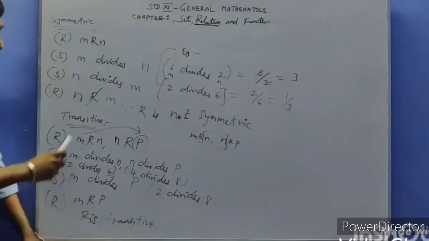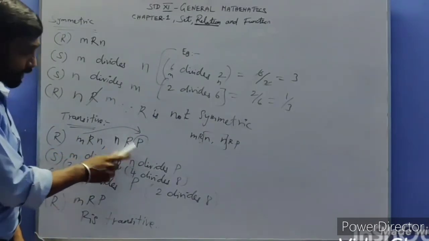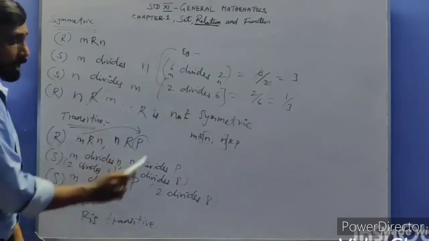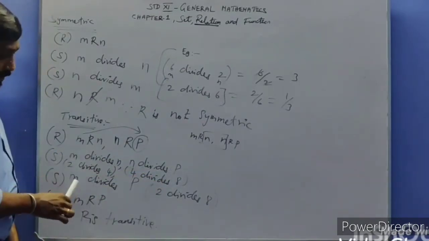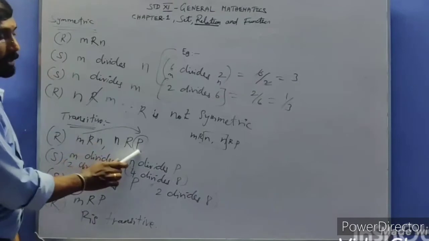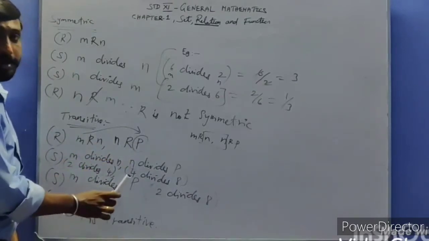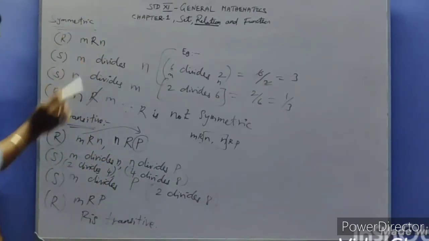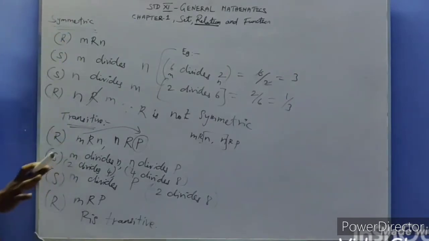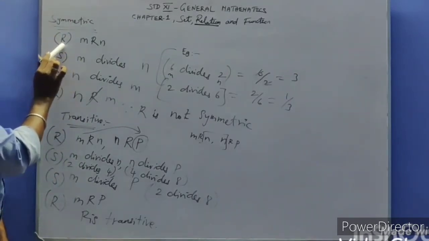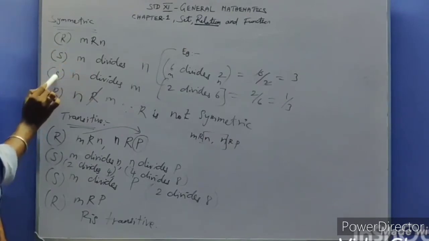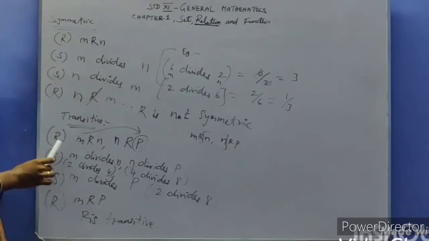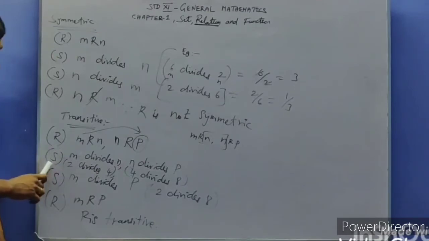But here transitive: m related to n, n related to p, m divides n, n divides p. So the next statement, you have to write m divides p, first person related to third person. For symmetric and transitive, having both statements, it looks like a relation, same procedure only. First relation, two statements, then relation. Transitive also: first relation and two statements, then we have to write the relation.